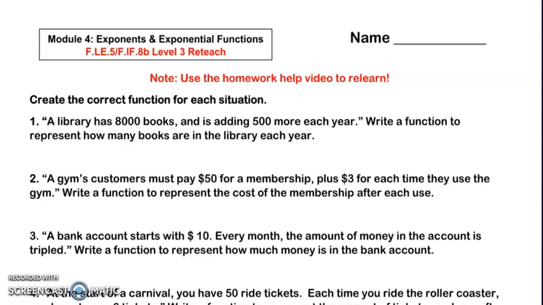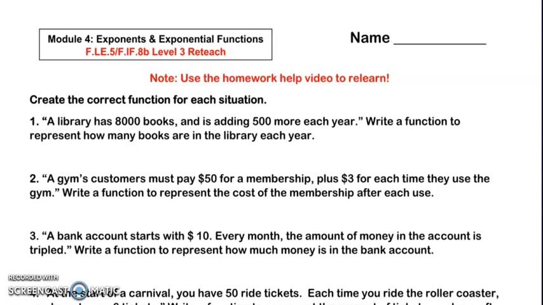Class, we're doing F.IF.5 and F.IF.8b Level 3 Reteach. Create a correct function for each situation. A library has 8,000 books and is adding 500 more per year. Write a function to represent how many books are in the library.